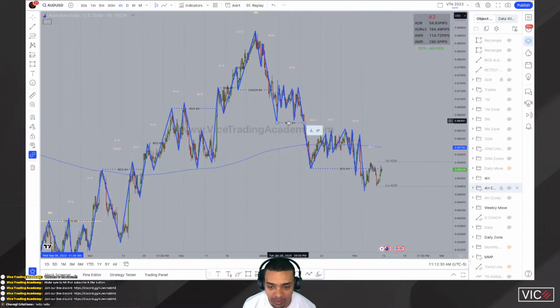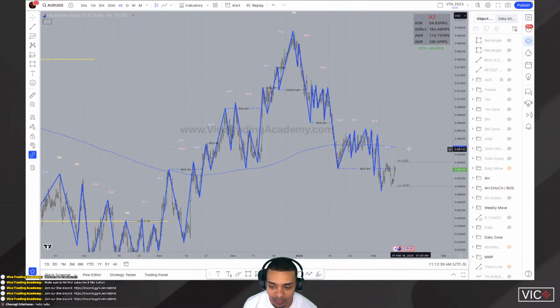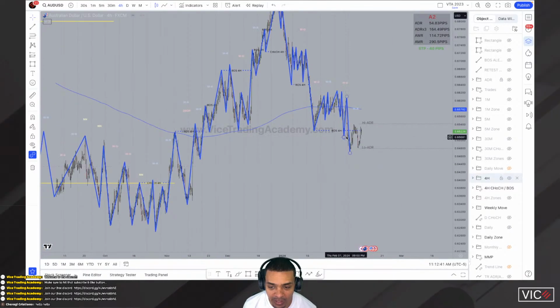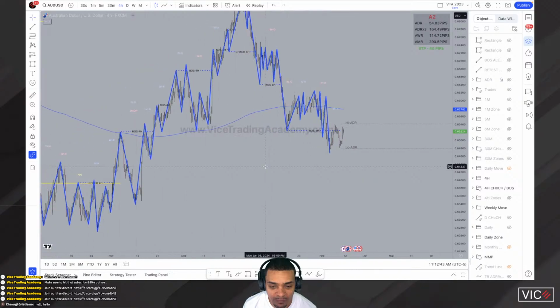And price broke out again, caused a break of structure, 4 hour, right? And now price actually broke structure again. So right now, what we're expecting is price to continue to the downside. We had another break of structure. Once we have a break, well, what should we have? We should have a pullback, right?